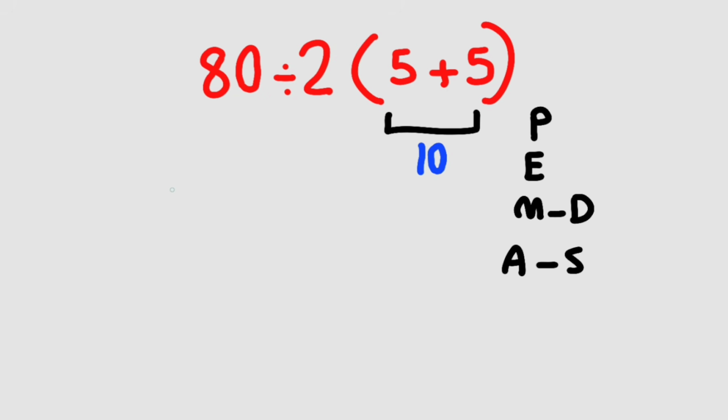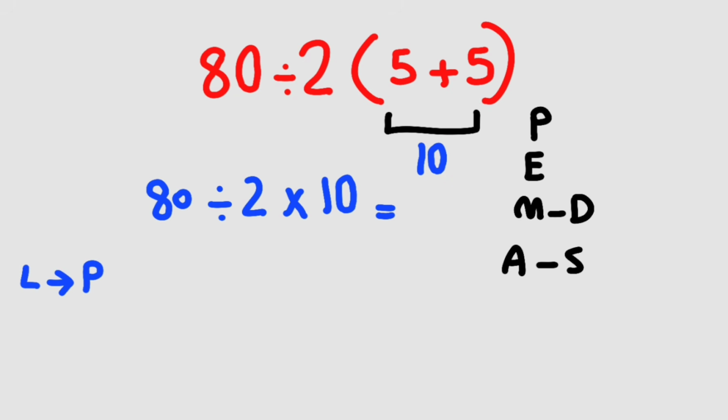Now we have 80 divided by 2 times 10. According to PEMDAS, this rule, we know that multiplication and division are equally important. So we have to solve from left to right.